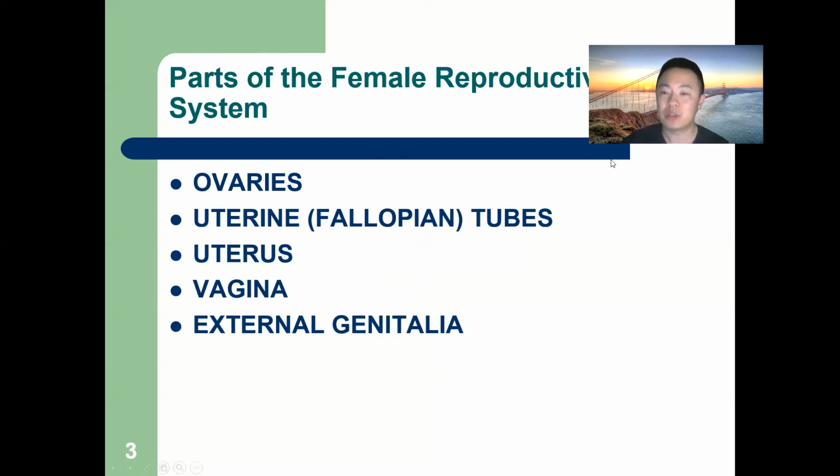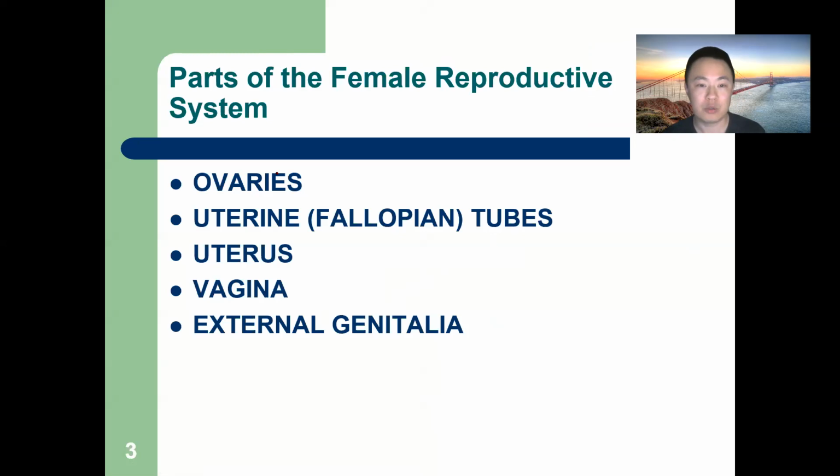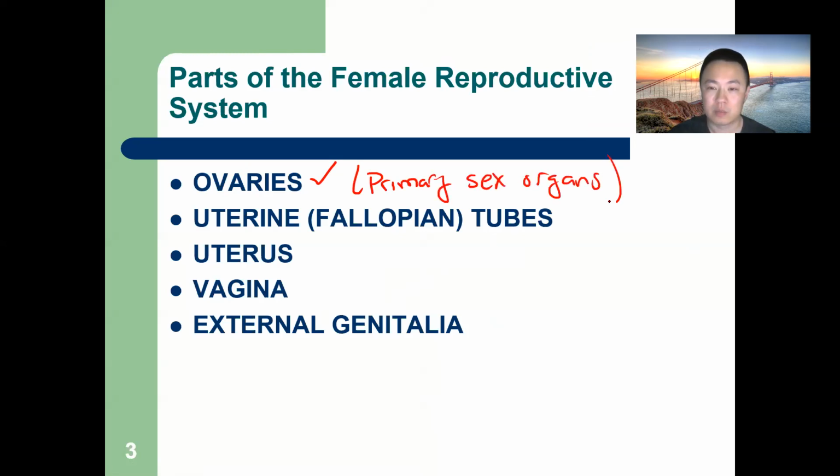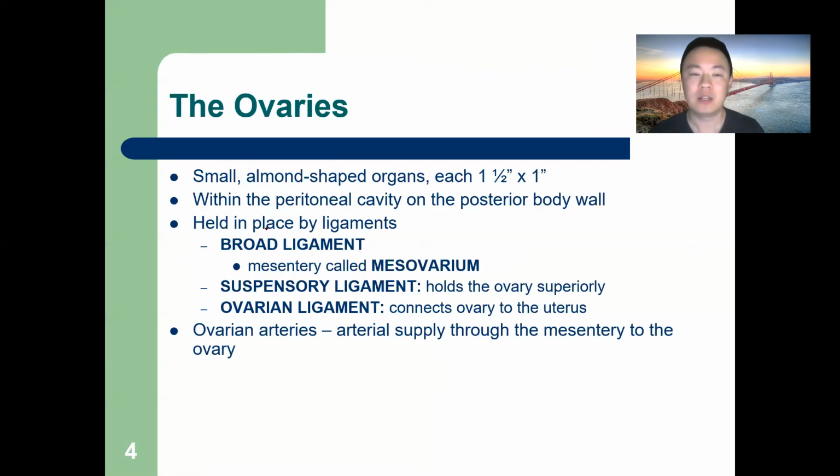Now, here are some of the parts of the female reproductive system. It includes the ovaries, which are the primary sex organs. Okay, these are the primary. It also contains the famous fallopian tubes, or modernly known as the uterine tubes. There's the uterus, the vagina, and all the external reproductive genitalia. Let's start with the first, the ovaries. Once again, these are the primary sex organs, okay?